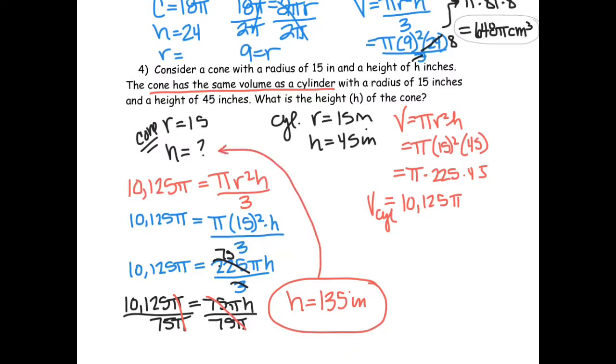Now, that's the hard way to do that. The easy way would be to think about, well, if they both have the same radius, that means that their base area is the same. And if their volume has to be the same, I know that a cone has 1/3 of the height of a cylinder. So if I take 45 and divide it by 1/3, we don't really divide fractions. Instead, we multiply by the reciprocal. I find out that it's 135.